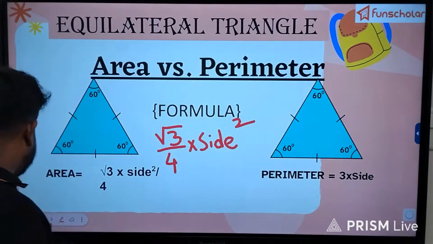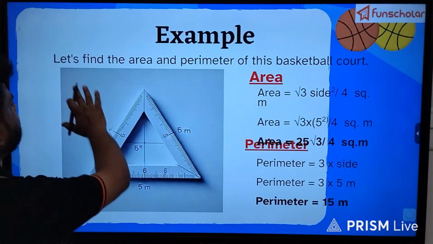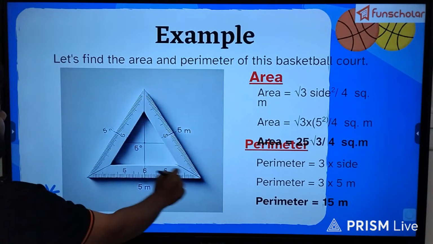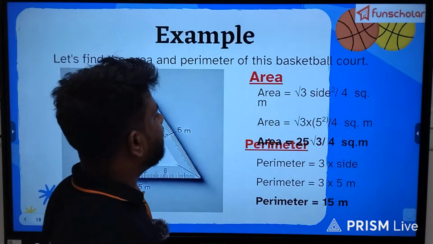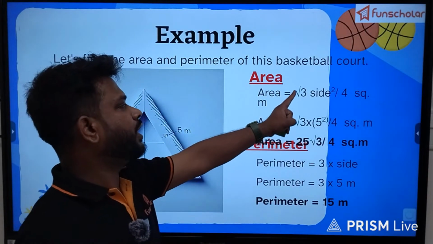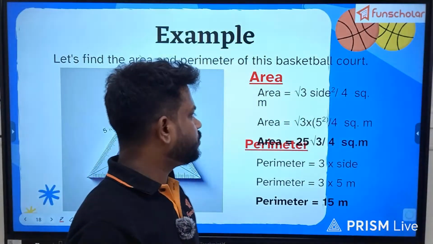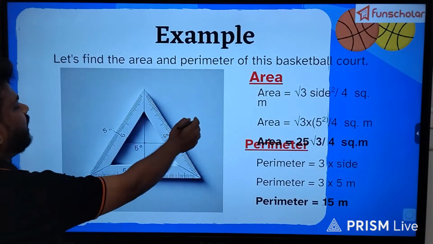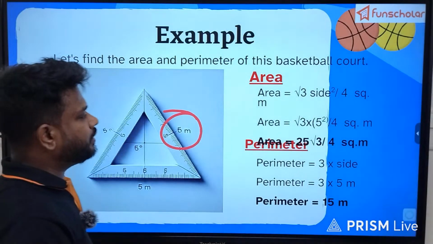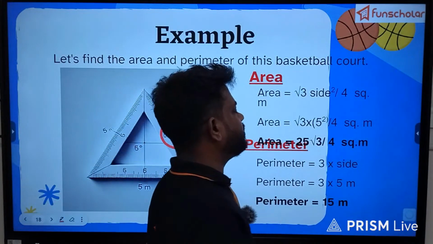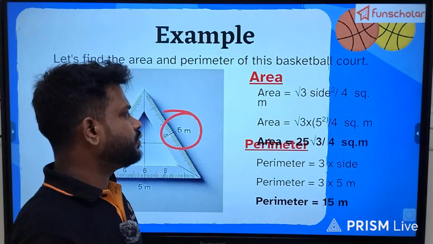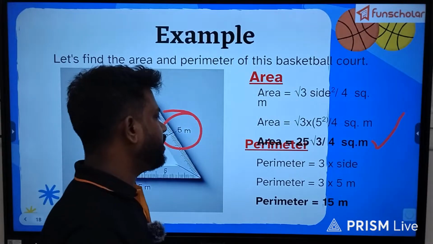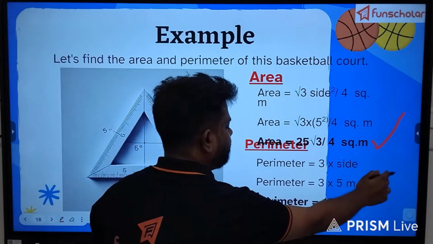Okay, let's go next. Let's find the area and perimeter of a basketball court which looks like this. So the area will be root 3 into side square by 4 square meter. From the formula, currently we have the side as 5 meter, so it will be root 3 into 5 square by 4 square meter, so it will be 25 root 3 by 4 square meter. And the perimeter will be 3 into 5, that is 15 meter.